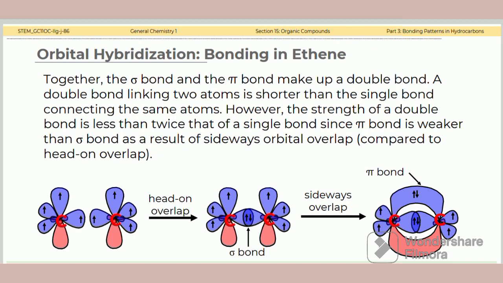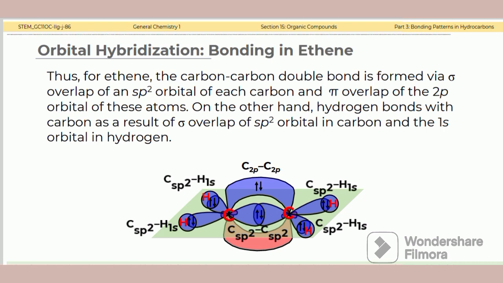However, the strength of a double bond is less than twice that of a single bond since the pi bond is weaker than the sigma bond as a result of sideways orbital overlap compared to head-on overlap. Thus, for ethene, the carbon-carbon double bond is formed via sigma overlap of an sp2 orbital of each carbon and pi overlap of the 2p orbitals of these atoms.